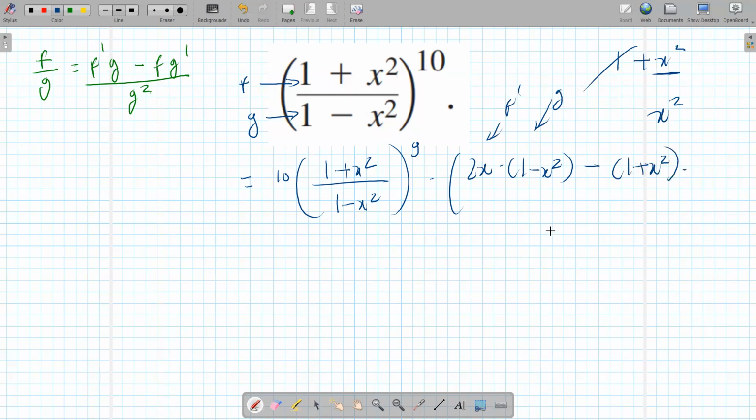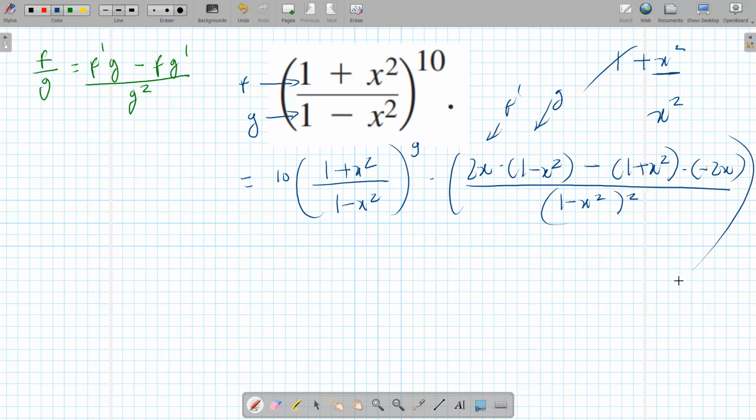What's g prime if g is 1 minus x squared? It's also 2x. Yeah, it's negative 2x though, because you have minus x squared. Okay. And then all over g squared. So g is 1 minus x squared, you're going to square the whole thing like that, and you're done.